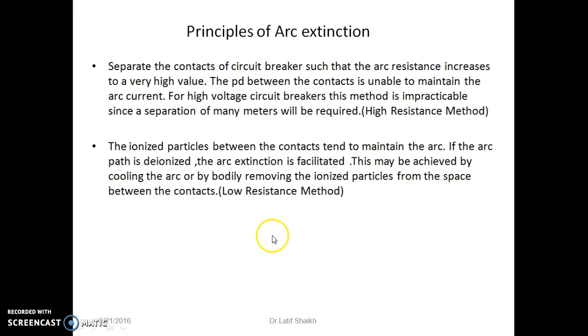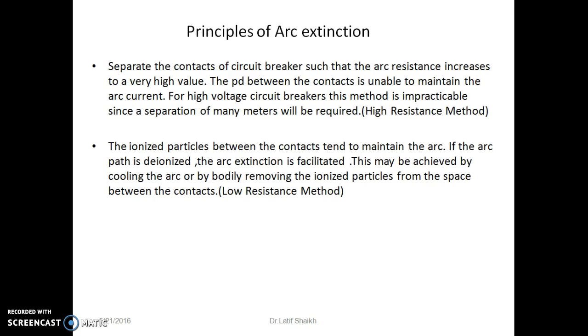Now this arc has to be extinguished. If this arc is not extinguished, the very purpose of the circuit breaker is not served. So we need to make this arc extinct, that means it has to be suppressed. So how to suppress this arc? There are two methods of suppressing this arc. One is the high resistance method and the other is the low resistance method.